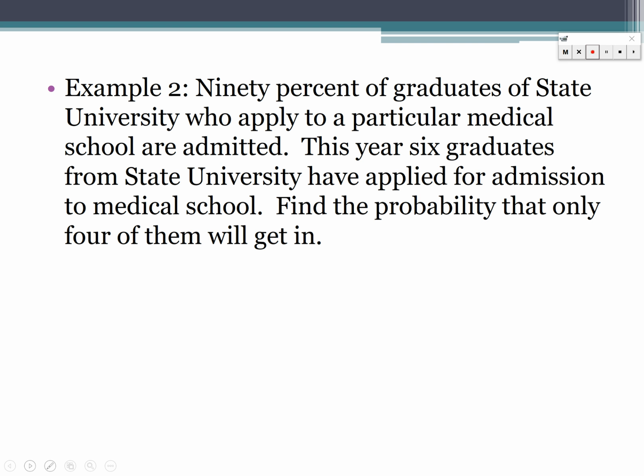We have 6. The student applying is considered a trial. So there's a fixed number of trials. Condition 1 met. Condition 2 says we can only have 2 possible outcomes. How many outcomes do we have? 2. Either they get in or they don't. There's no gray area. We're not talking about a waiting list. It's either they're in or they're not.